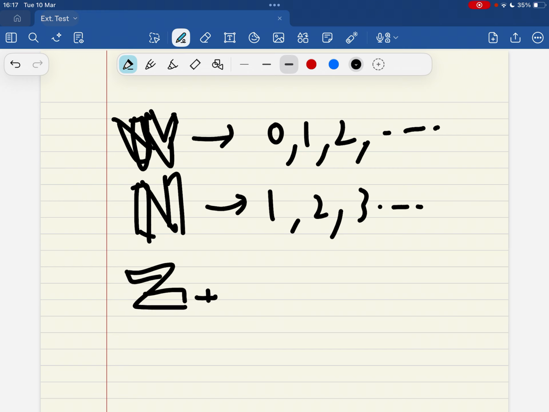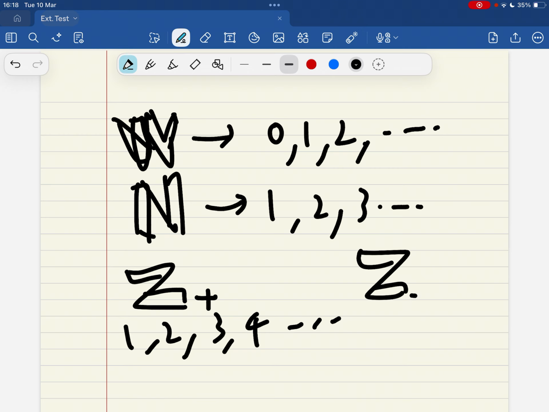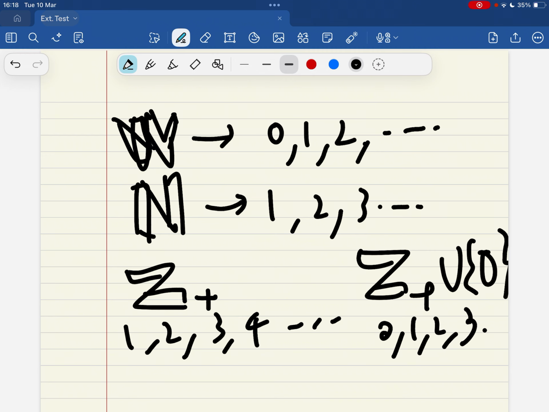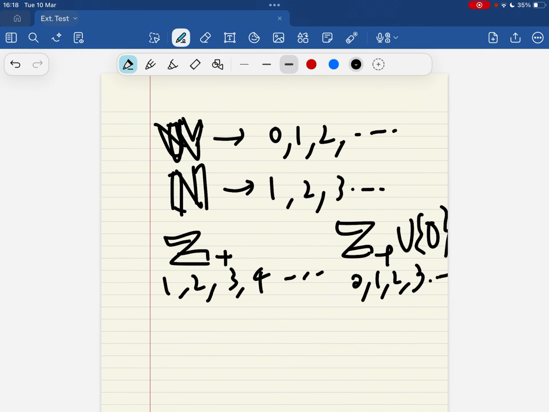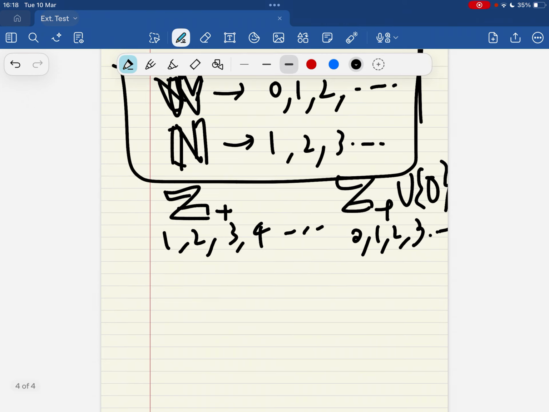You can write Z plus, right? That's just 1, 2 through infinity, because 0 is not a positive number. And Z plus union 0, if you know set notation, which we've previously learned, is just 0, 1, 2 through infinity. So preferably use these two notations instead of the big ones, but if you ever see them in the test, remember our school likes to define them like this.